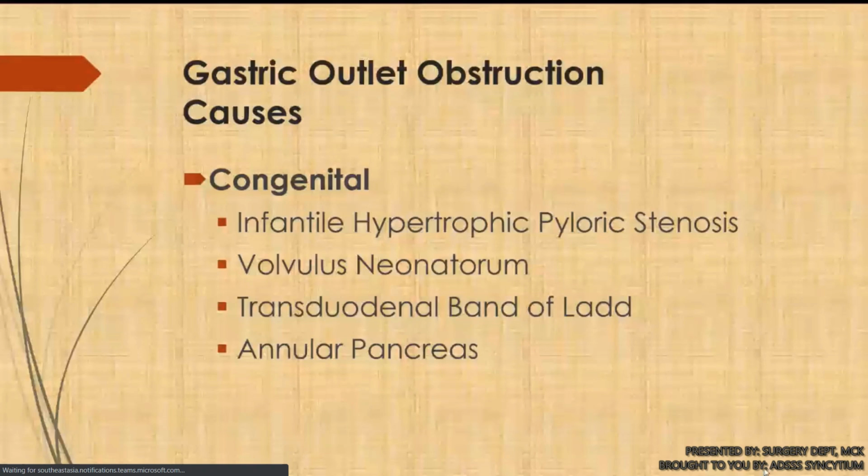Annular pancreas, as you know, is also a congenital condition where the head of the pancreas surrounds the second part of the duodenum, causing obstruction to the outflow of the stomach.